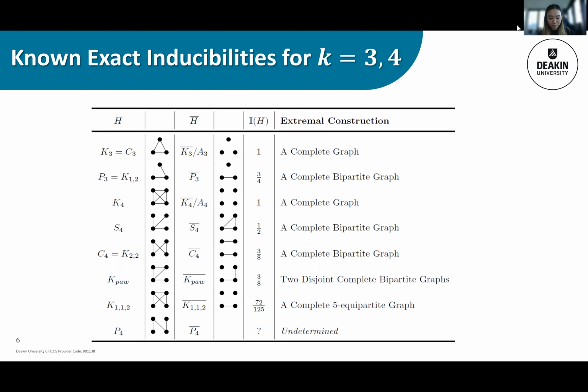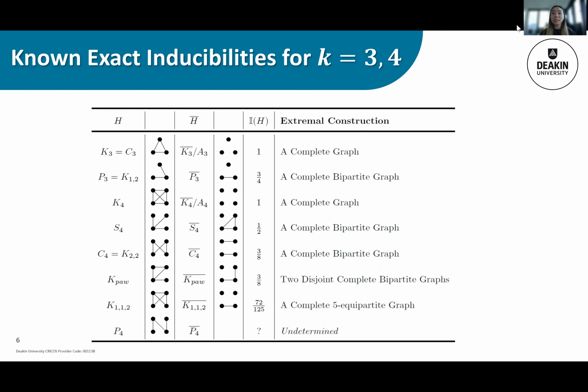Here in this table, we give the exact inducibility for graphs of small order, 3 and 4, and the relevant extremal construction. Referring back to the complete graph, the extremal construction for that will also be a complete graph. I noticed from the table, P4 is one of the cases that has still not been determined up till now. Also, we have the exact inducibility for C3 and also C4, but only bounds are known for cycles of higher order.